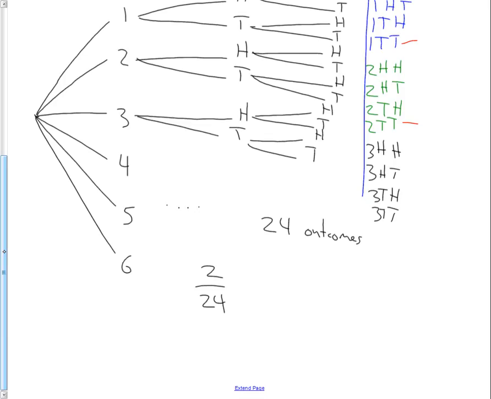So 2 over 24 is the same as 1 over 12, and I can convert that into a decimal. So 1 divided by 12 is equal to 0.083, with the 3 repeating, which is approximately 8.3%. So that's just a quick review of theoretical probability and using a tree diagram to help plan that out. That one's a little bit more complicated, but the same principle applies.